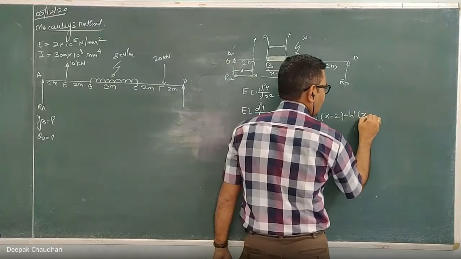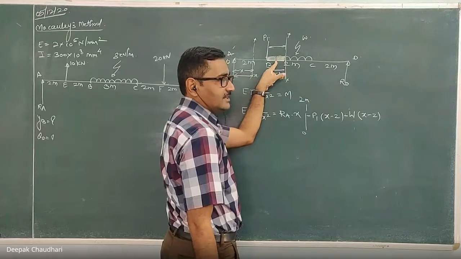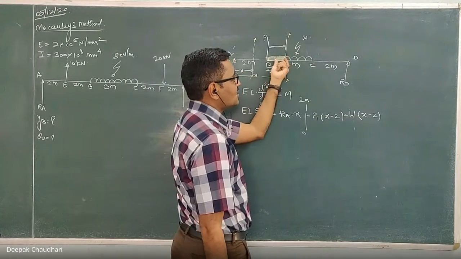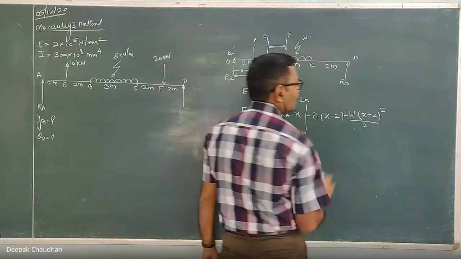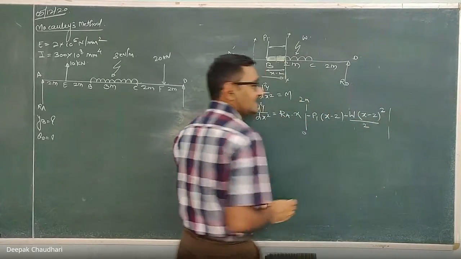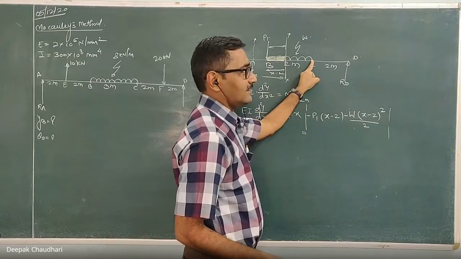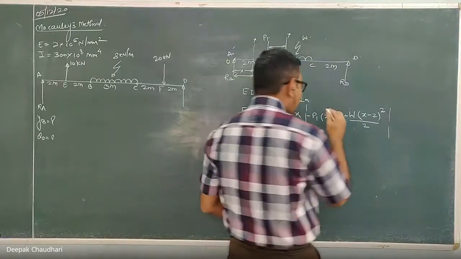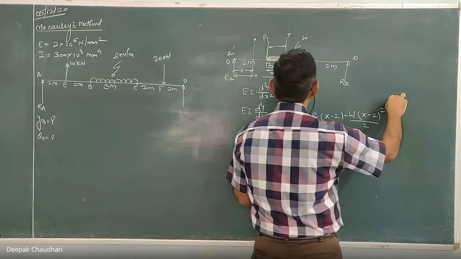So W into X minus 2 is the equivalent point load, which will act at the midpoint of this distance over which the UDL is spread. So the distance from this section is X minus 2 by 2. So it is W into X minus 2 whole square by 2, because X minus 2 into X minus 2 by 2. So this equation is valid, listen carefully now, up to C. After C again the loading is changing, so the equation of the bending moment will also change. This equation is valid from 0 to 4 meter.